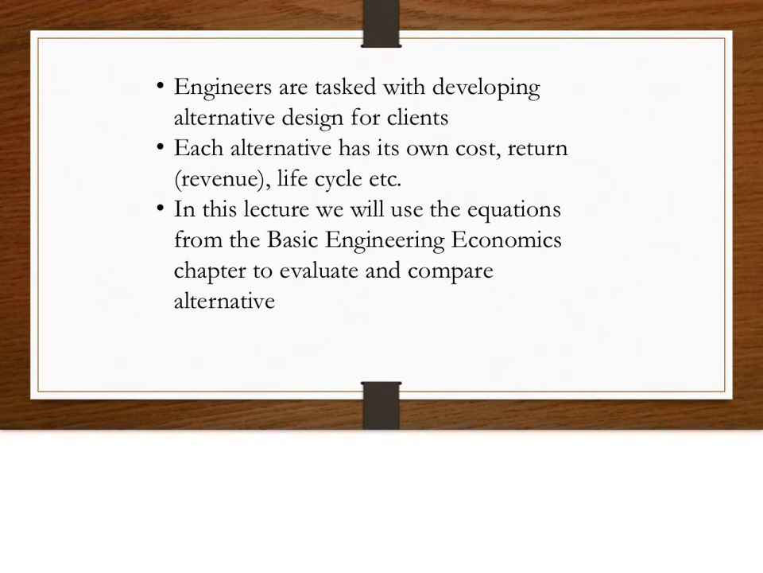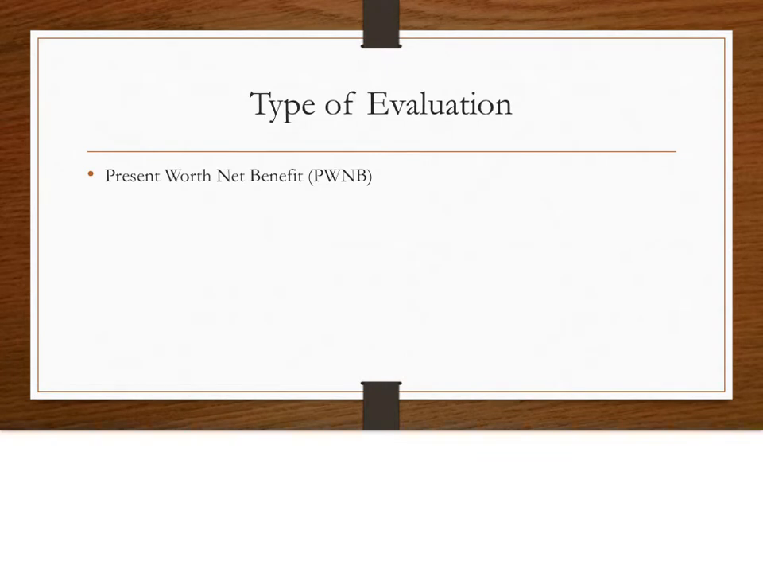So, what we will do in this lecture is use the equations we learned in the previous Basic Engineering Economics lecture to help us explore the methods used to illustrate these comparisons. The first method is the present worth net benefit, or PWNB. Now what this method does, it helps us determine which project has the greatest net benefit relative to a lump sum in today's dollars.